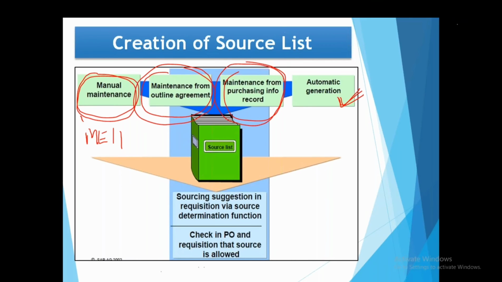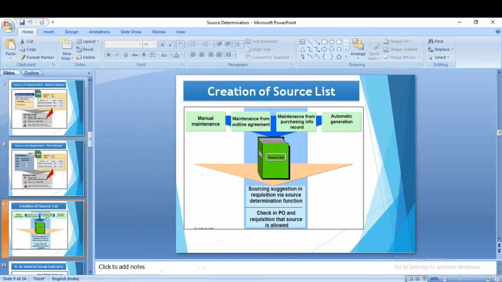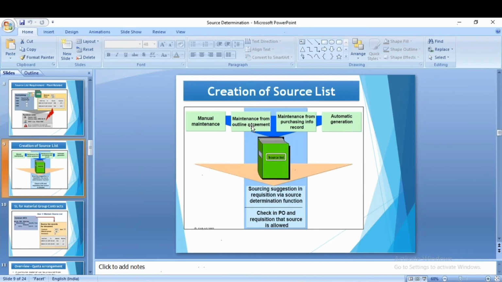Okay, one is manual, which we already discussed just now. You just go to this transaction and create and maintain the source list manually. Or when you are creating the outline agreement, or when you are creating the purchase info record, you can create the source list. Or there is also automatic generation. That also we will discuss. Okay, so let's see how you can create the source list from an outline agreement.